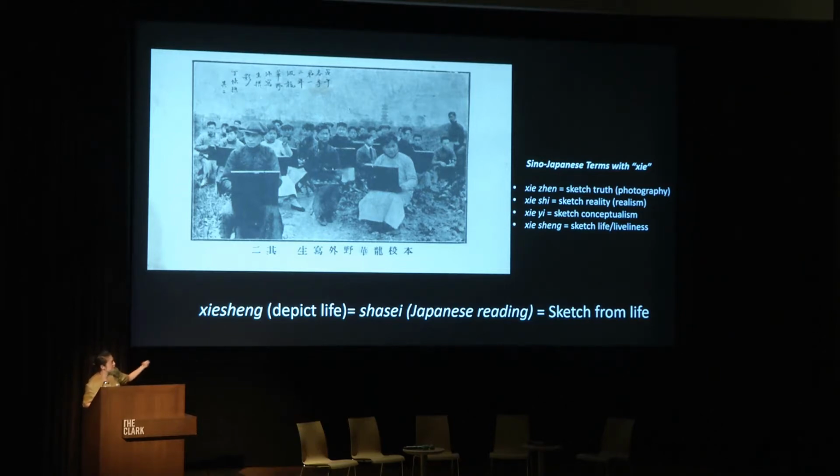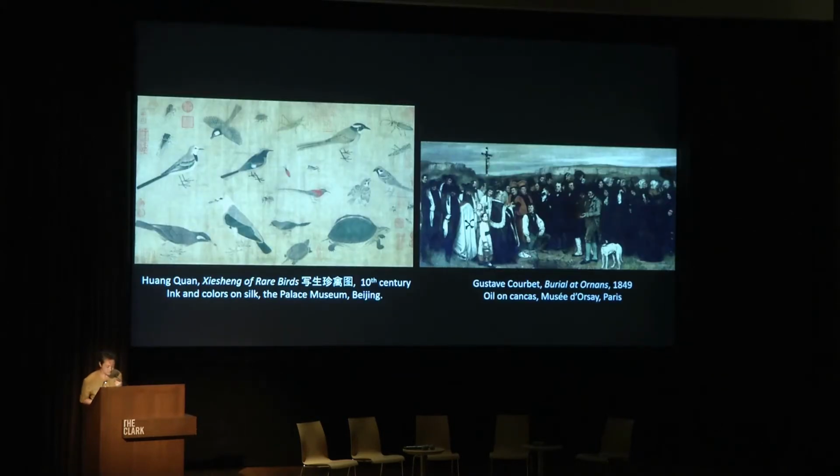So you have to depict truth is photography, to depict reality is realism, to depict conceptions is a kind of genre of abstract painting dated to as early as the 9th century in China. So xiesheng is folded in along with these terms. So it's very versatile. And sometimes, xiesheng can be connected to photography or realism or sketching conceptions. So it's a very accepting term.